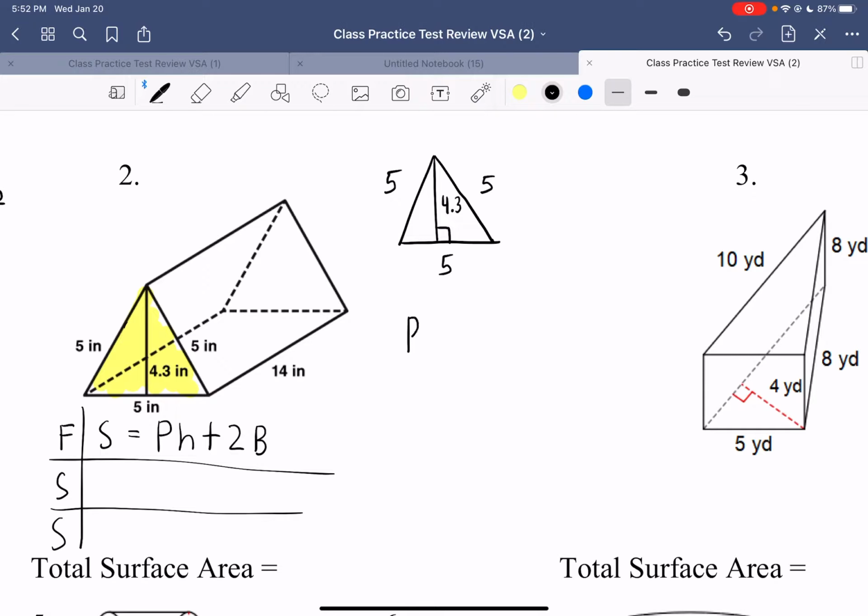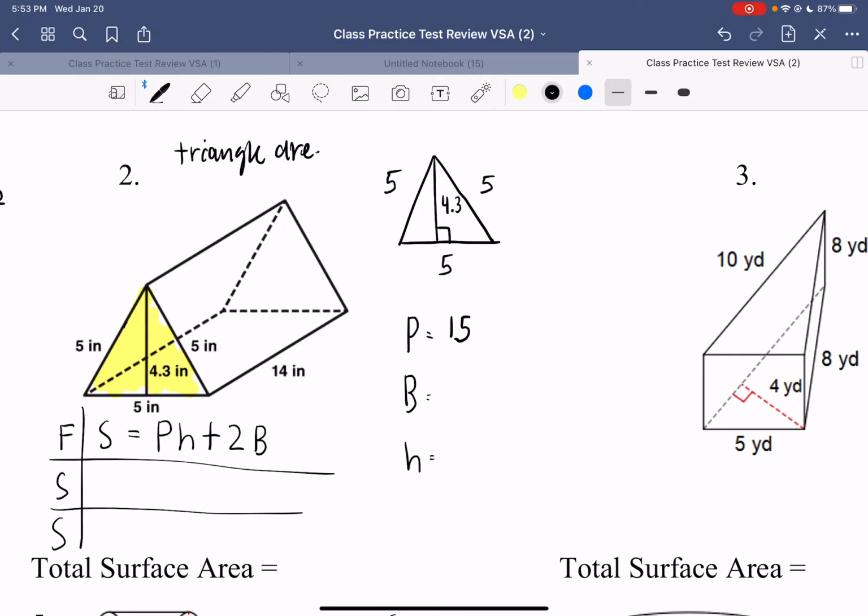So our missing information, P, B, and H: perimeter of our base, area of our base, and height of our prism. To find the perimeter, we're going to add this up: 5 plus 5 plus 5 is going to be 15. And then the area of our base, so we're looking at a triangle.